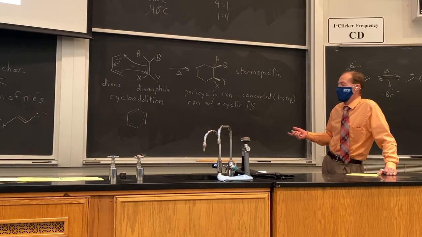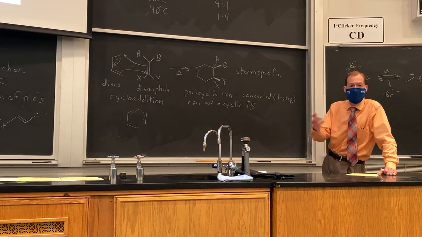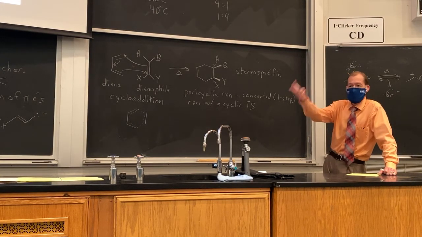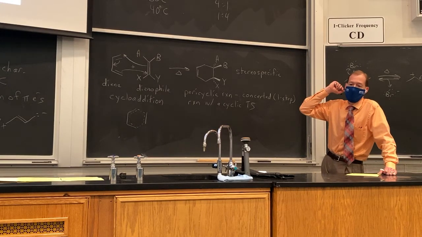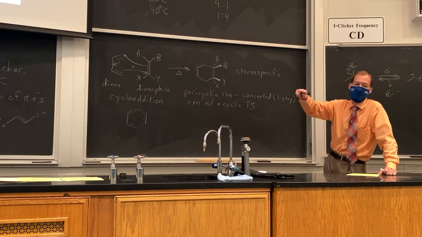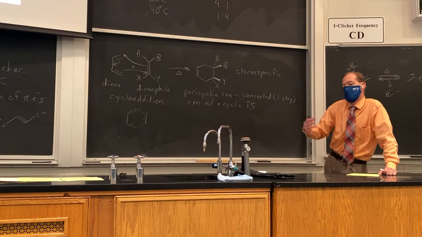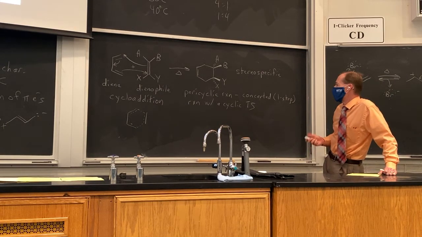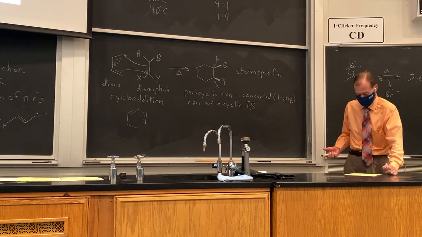So the Diels-Alder reaction is thermodynamically favored. It's exothermic because we're breaking 3 pi bonds and we're forming 2 stronger sigma bonds and then 1 pi bond, which is roughly equivalent in strength to the pi bonds that are broken.